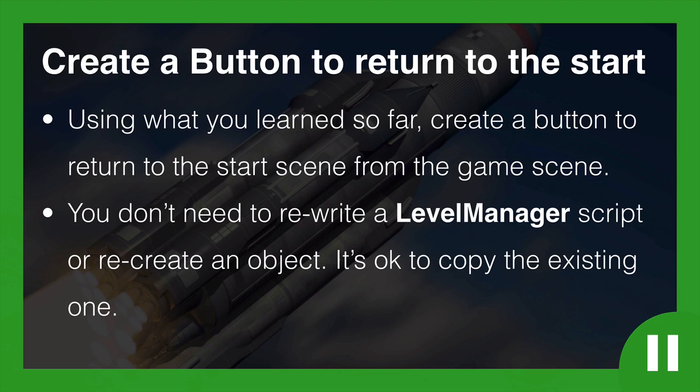Now we can jump from the start scene to the game scene. I want us to be able to jump backwards from the game to the start scene, and I want you to create a new button that's going to do that for us. So use what you've learned already, use the code that's already there. You don't need to rewrite the level manager object or the level manager script. You can just use Control C or Command C to copy them and then paste them in the new scene. So you'll need to grab the existing level manager and copy that across to your new scene, and then also create a new button in your new scene that takes us back.